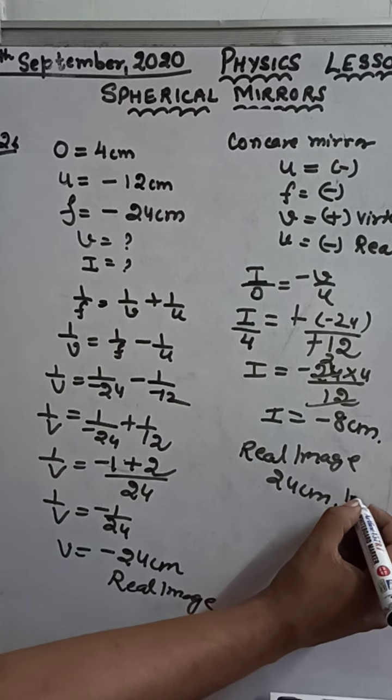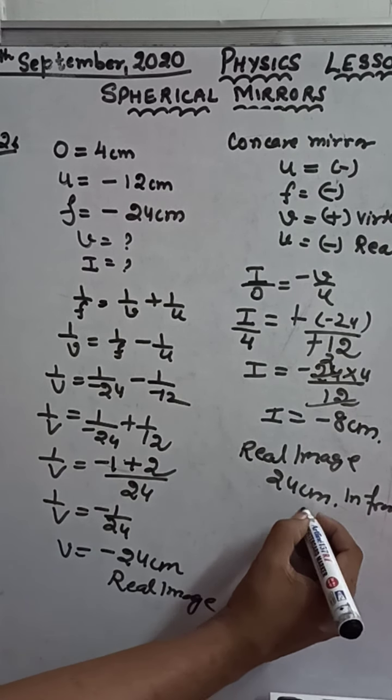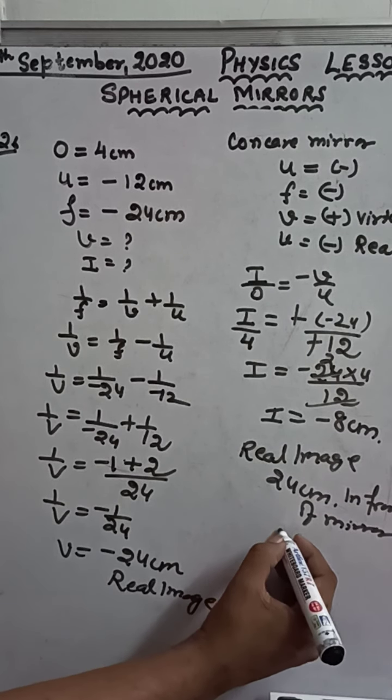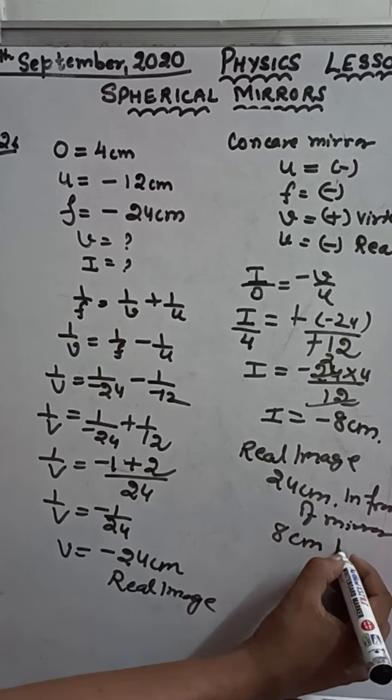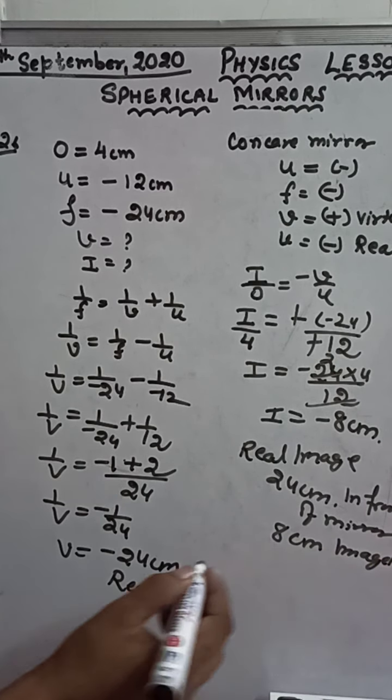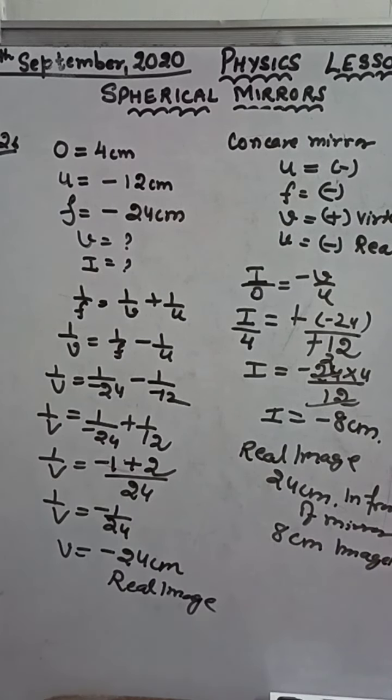Clear? In front of the mirror. Clear? And height is 8 centimeter. This is image height. Clear? So this is the answer of numerical number 26.